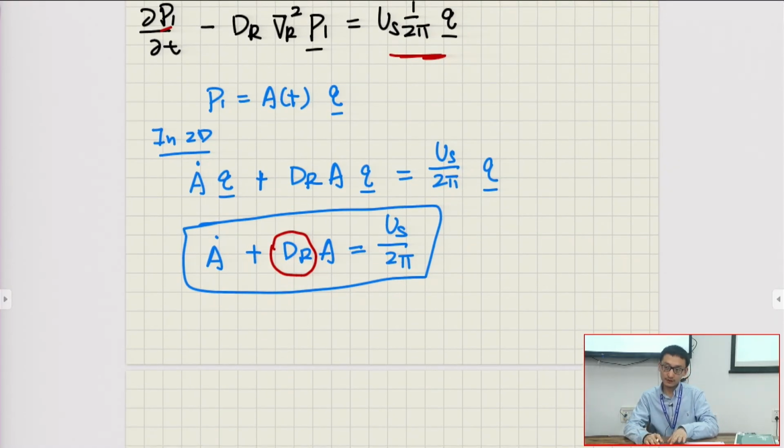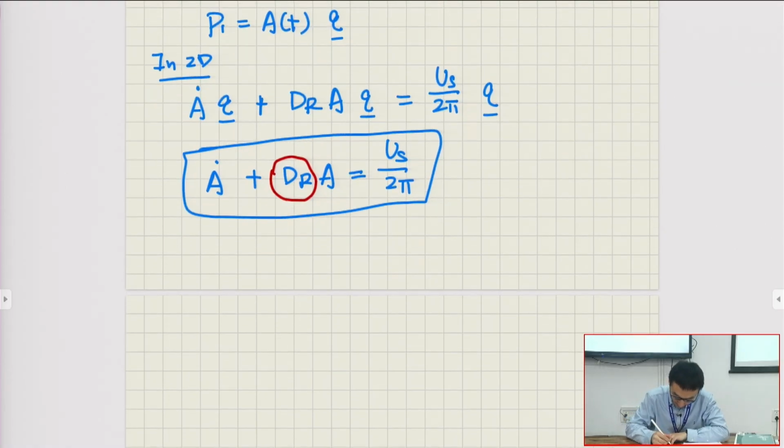But here the algebra is not important. It's the structure of the equation, right? We have a dot plus some number times a. Or if we don't have the right-hand side, what we have is an exponential decay, right? And 1 over dr, which is tau r, that's the time scale. That of course makes sense because any order decays over time by tau r. Okay, so that's good. So in general, we can solve it, and I'm going to write down the solution here.